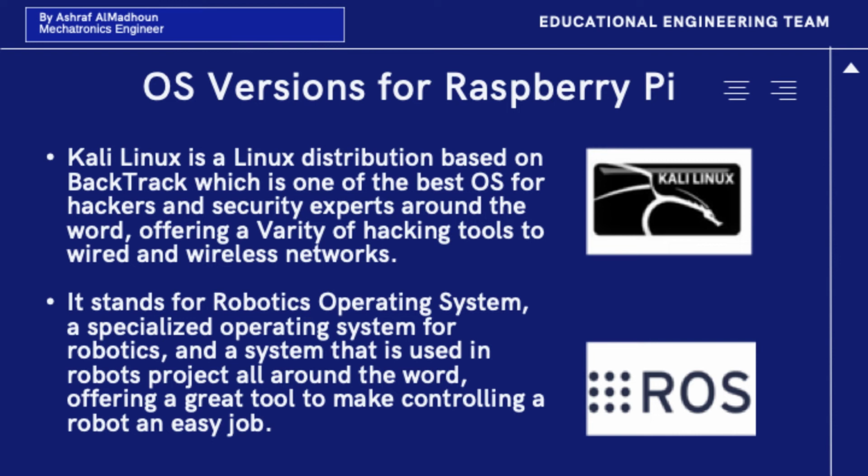Now Kali Linux is a Linux distribution based on BackTrack, which is one of the best OSes for hackers and security experts around the world. It offers a variety of hacking tools for wired and wireless networks. ROS stands for Robot Operating System, a specialized operating system for robotics, used in robotics projects all around the world, offering a great tool for controlling a robot and doing an easy job.